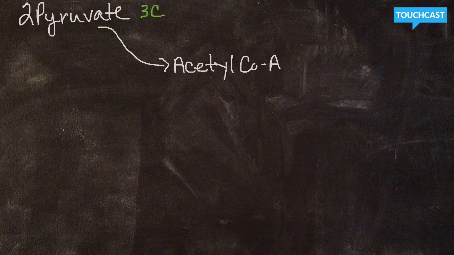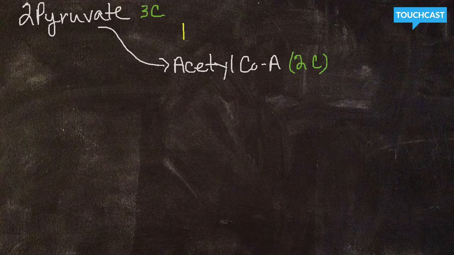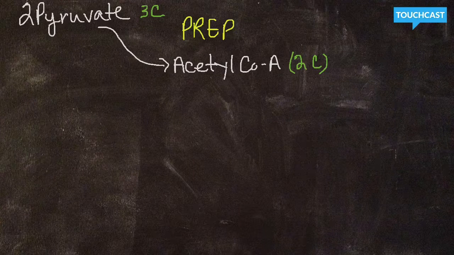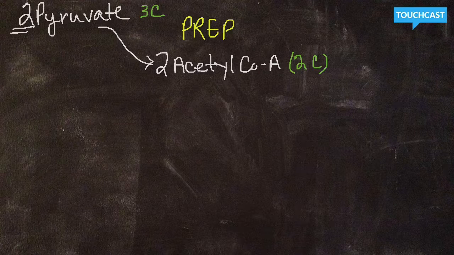Now, acetyl-CoA is a 2-carbon molecule that is attached to a CoA enzyme, and this is what we are going to call the prep step. Okay. So from the prep reaction, you'll notice that we actually have to say that we have 2 molecules of acetyl-CoA being produced. The reason why we have to stick a 2 in here is because we had 2 molecules of pyruvate entering the prep step.